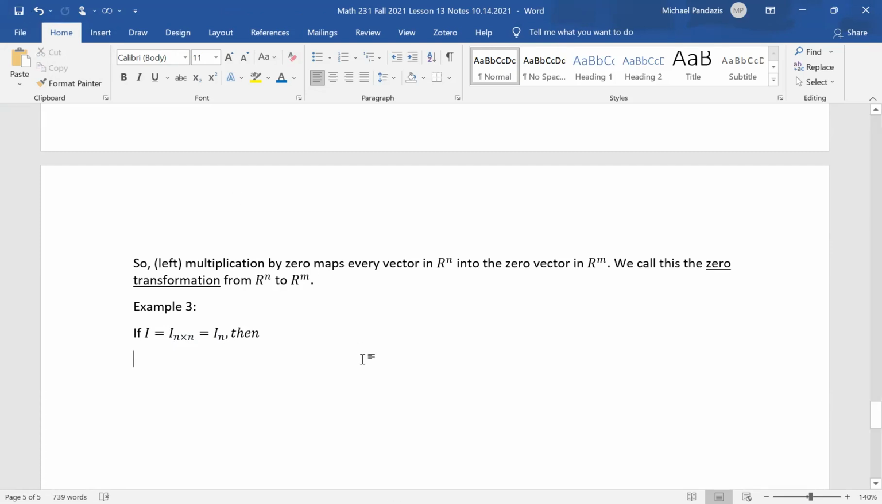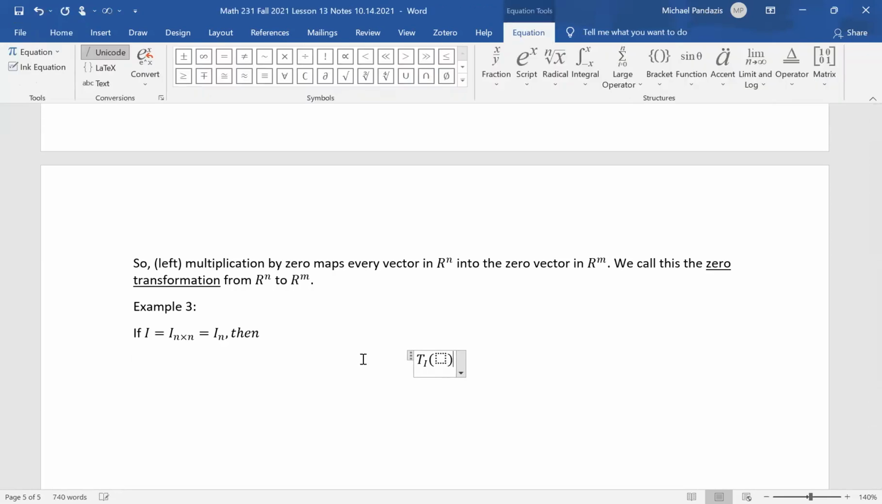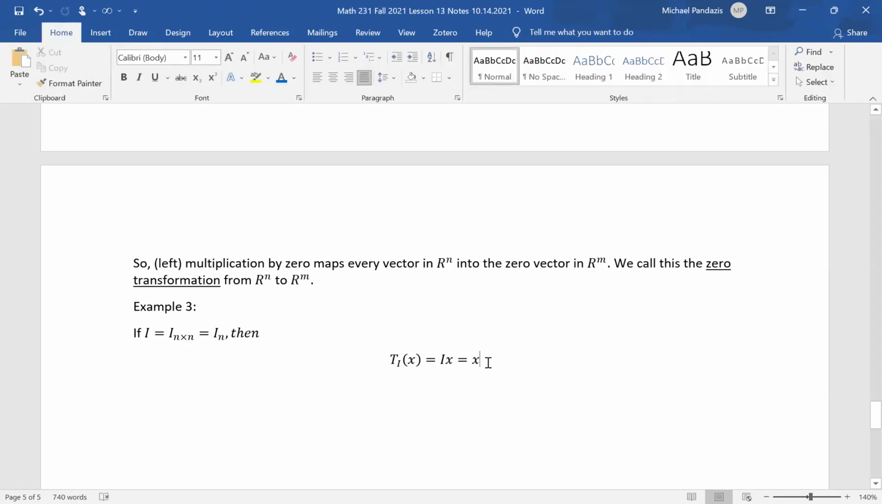Okay. So then, if that's true, I equals in, then t sub I of x is equal to ix, right? Because it's left multiplication by this matrix there. That's what the matrix transformation does. It takes your input vectors and left multiplies them by a particular fixed matrix. In this case, it's I. That I is because the subscript I is there. That's where it's telling you what matrix you're left multiplying every input vector by. So t sub I of x equals ix, and when you multiply by an identity matrix, you get the same vector back. So ix equals x.